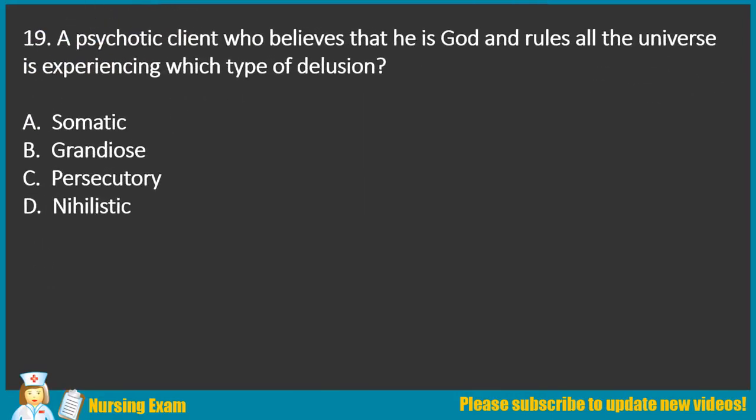Question 19. A psychotic client who believes that he is God and rules all the universe is experiencing which type of delusion? A. Somatic. B. Grandiose. C. Persecutory. D. Nihilistic.